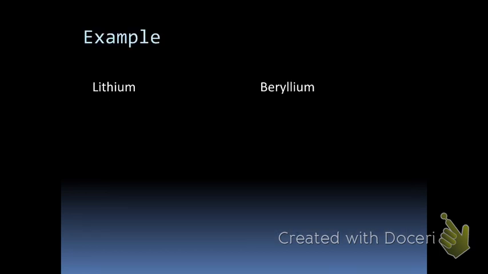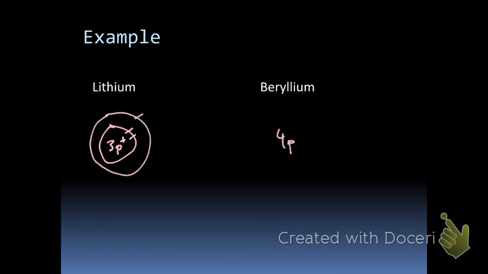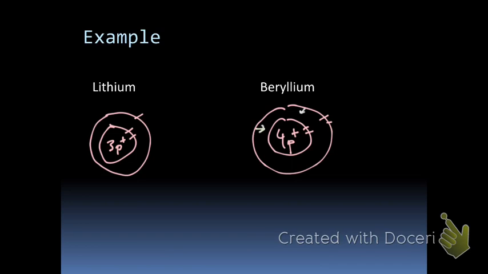So, for example, lithium has 3 protons. It looks like this. Beryllium has 4 protons. And so what you see is those 4 protons have a greater pull than the 3 protons, and so beryllium should be smaller. I'm drawing arrows showing that those energy levels get more and more compressed or pulled in, and so it's smaller. Therefore, beryllium has a smaller atomic radius.